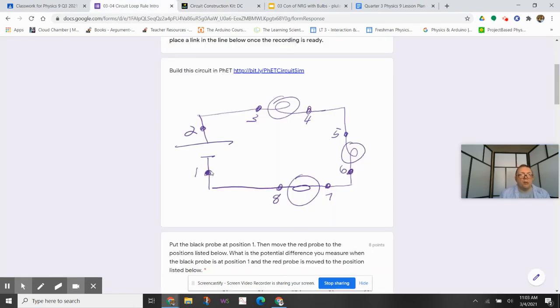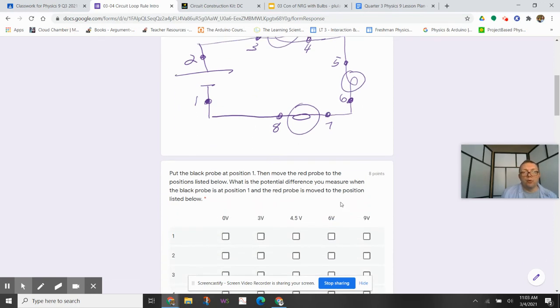Again, we're always going to put the black probe at position one and keep it there. Then we'll move the red probe to these different locations, and we'll put our responses down there. If you have questions, you can shoot me an email, or you can throw a comment in on the Google Meet.